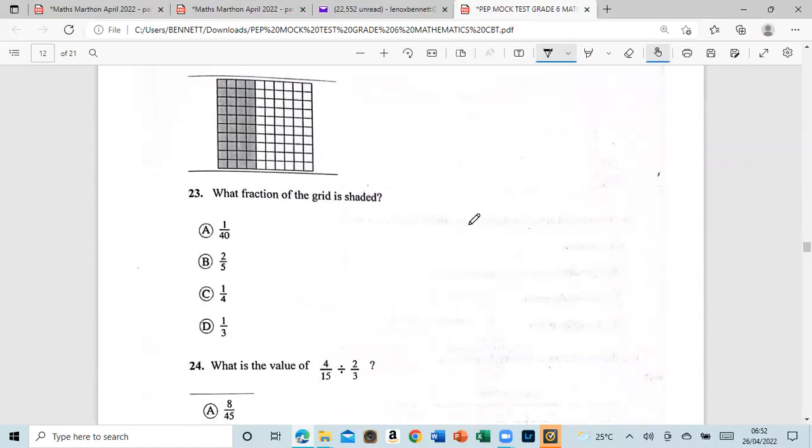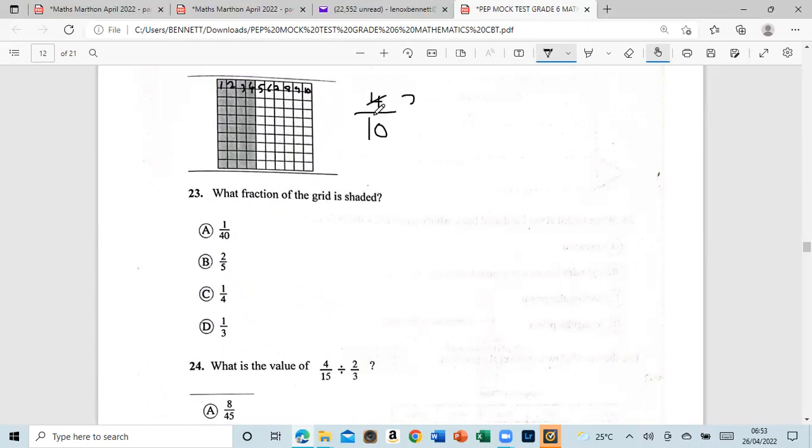What fraction of the grid is shaded? Now, this can be a little bit tricky, but what we can do, guys, is just focus on this part because it's uniform, right? That means whatever fraction we get right here, it's going to be true. First, we count how many units there are here, so that's 1, 2, 3, 4, 7, 8, 9, 10. All right, so that's 4 shaded out of 10.